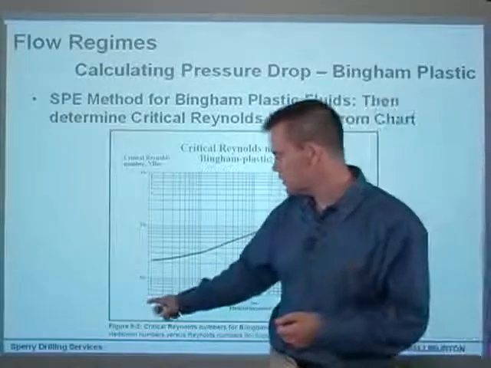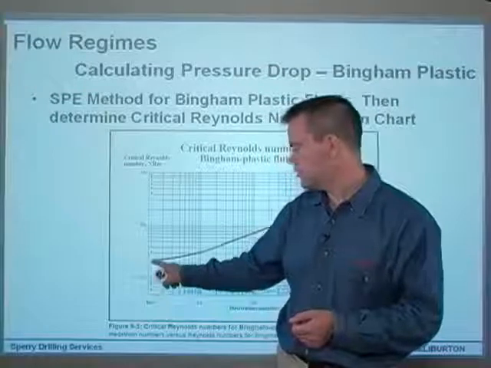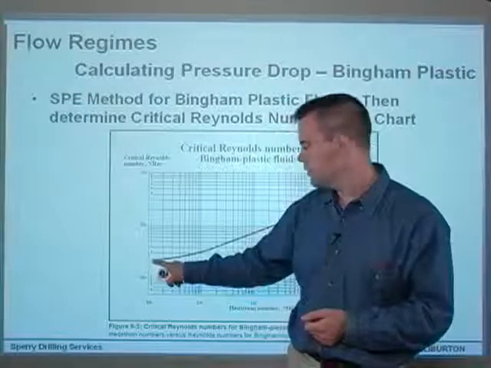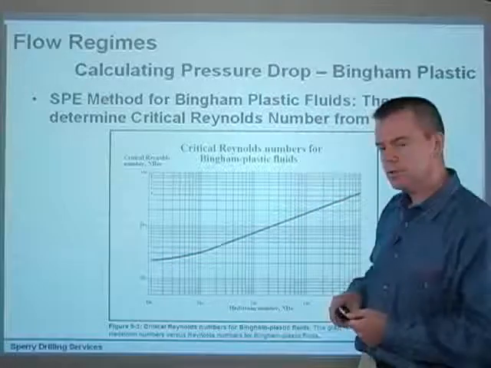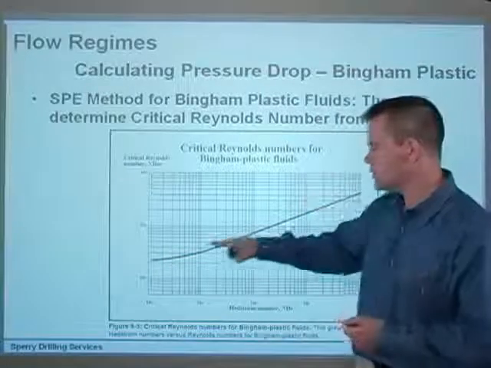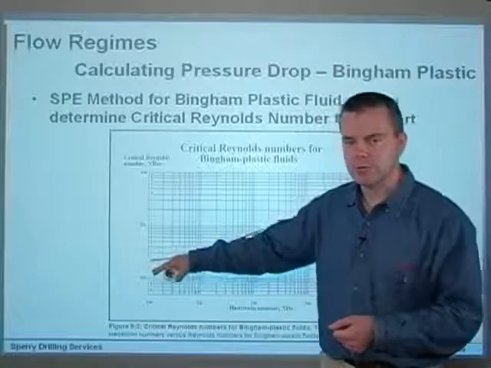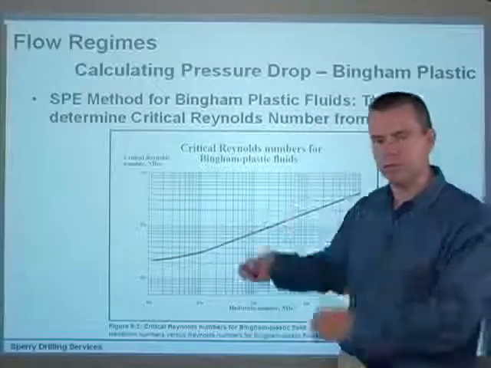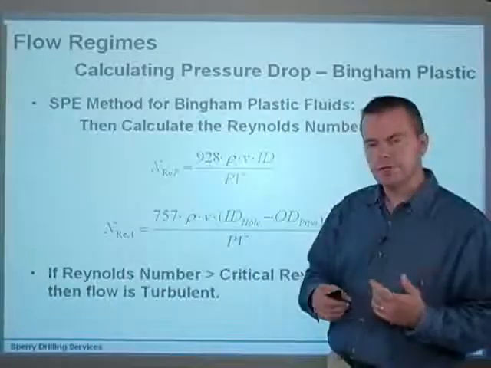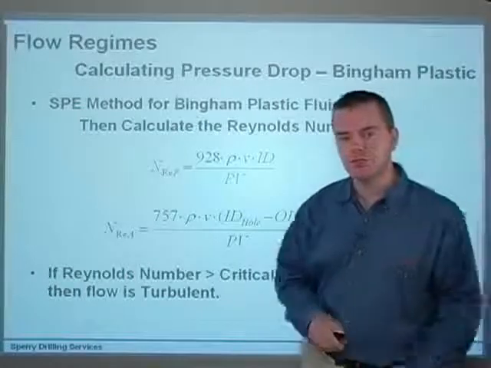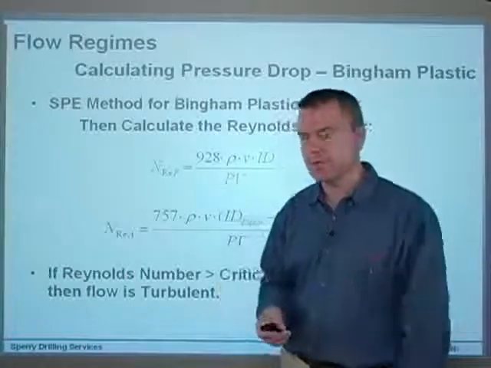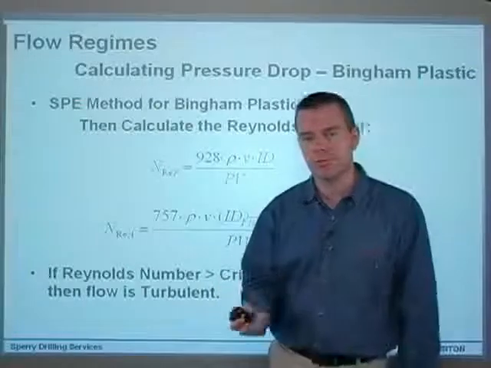You'll notice that down here, at low Hedstrom numbers, we've got basically 2100 going along there, and then it starts to increase. As the Hedstrom number increases, the critical Reynolds number goes up beyond 2100. So once you've worked out the critical Reynolds number by looking at that Hedstrom number chart, if you were doing it by hand, you would then calculate the actual Reynolds number.